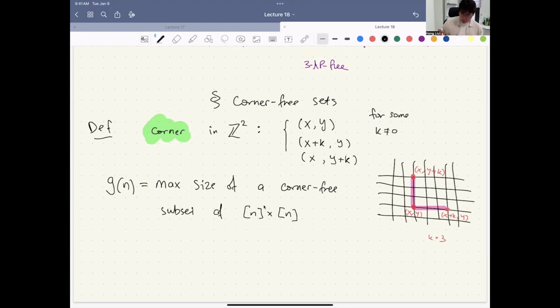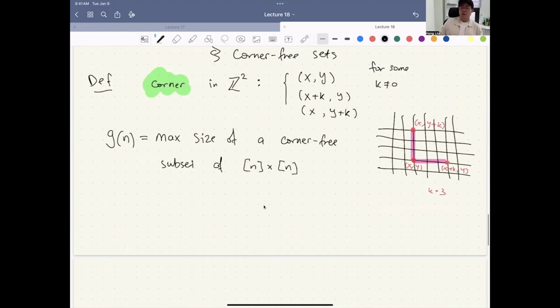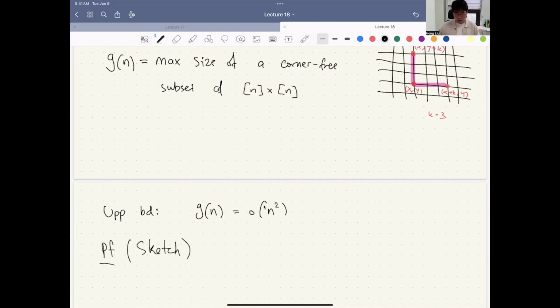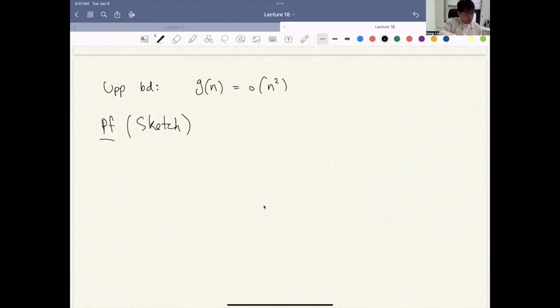Now, once again, let's start with the upper bound. It's known that this upper bound is subquadratic. So whenever you have a positive density of points in n by n grid, you for sure will get a corner when n is sufficiently large. Upper bound is that g(n) is little o of n squared. So maybe let's sketch this proof. I only sketch it. It's not the main part of today's lecture.